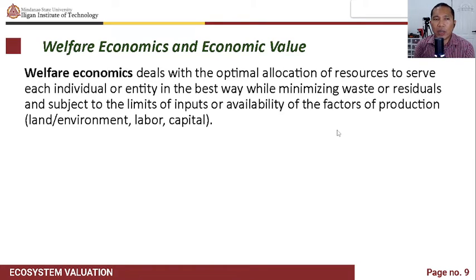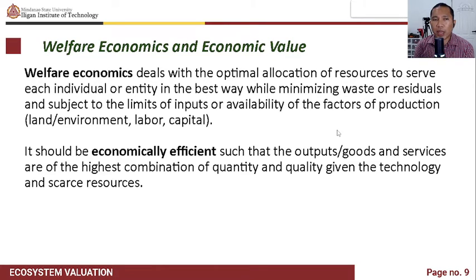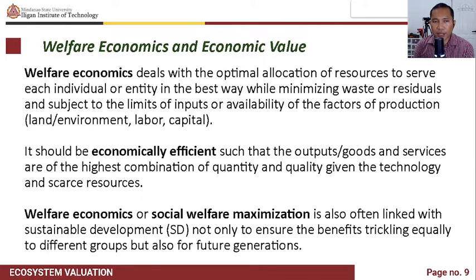So we have the land or the environment, we have labor and capital. It should be economically efficient, such that the outputs, or the goods and services, are the highest combination of quantity and quality given the technology and scarce resources. And welfare economics, or social welfare maximization, is also often linked with sustainable development, not only to ensure the benefits trickle equally to different groups of people, but also to future generations.